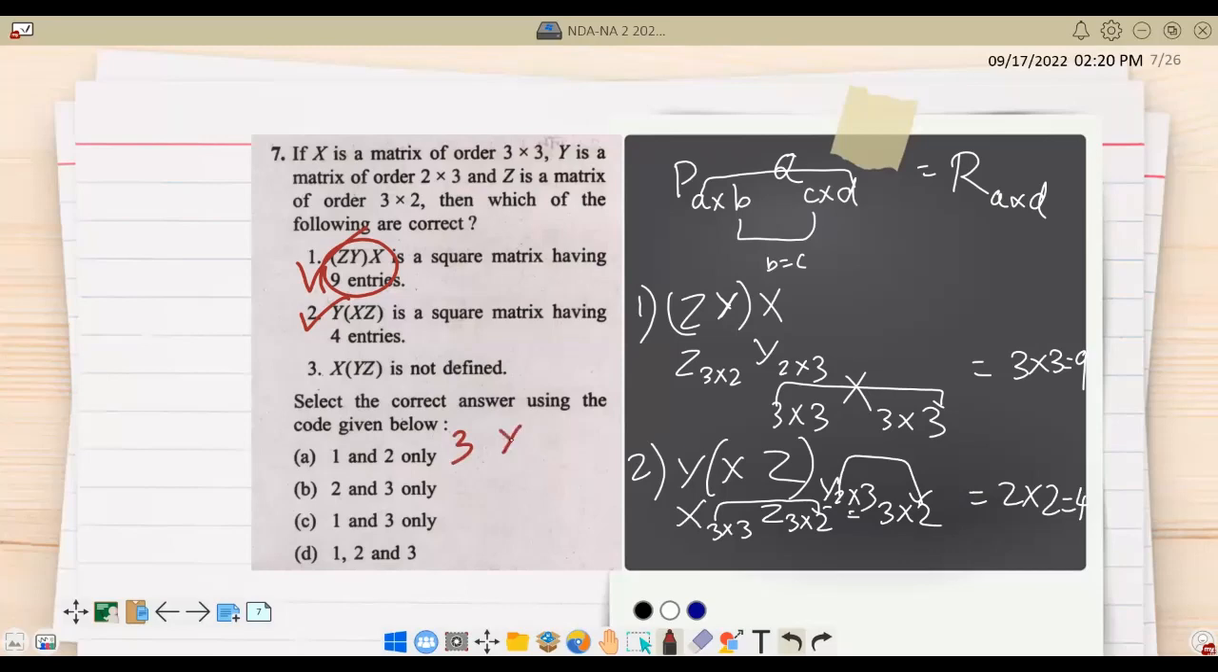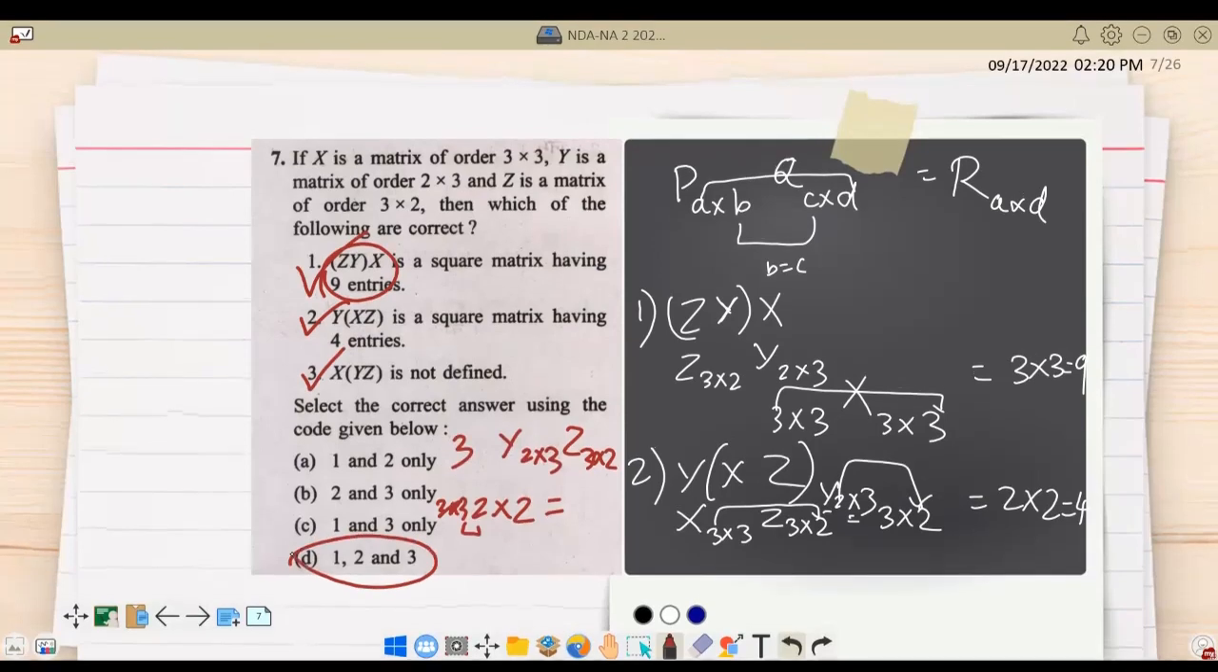YZ. Y is 2 into 3 and Z is 3 into 2. So the resultant will be 2 cross 2, and this will be multiplied with X as 3 cross 3. Here 3 and 2 are not equal, so we can't multiply these two matrices, so it is not defined. So the third statement is also correct. So all the three statements are correct.